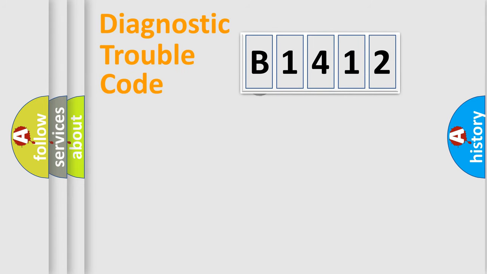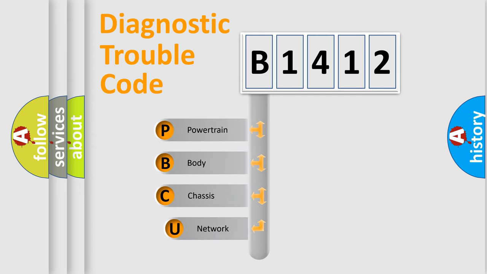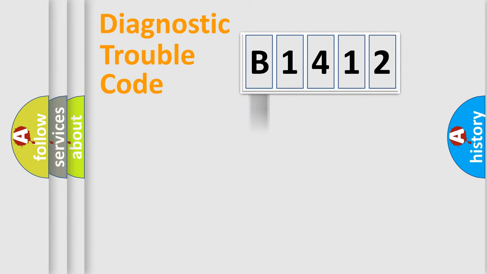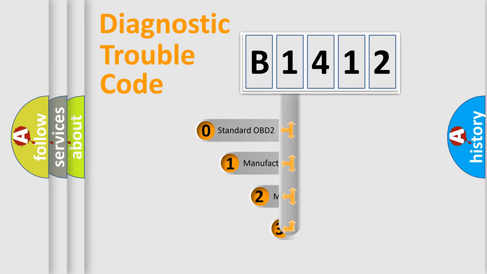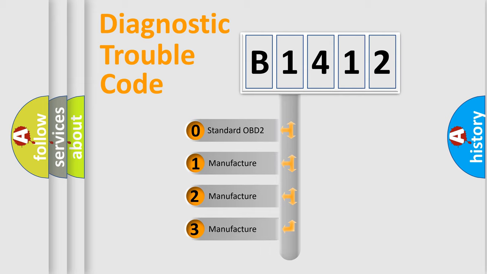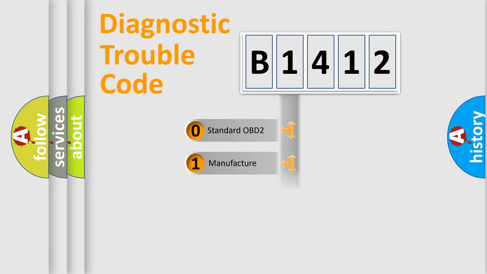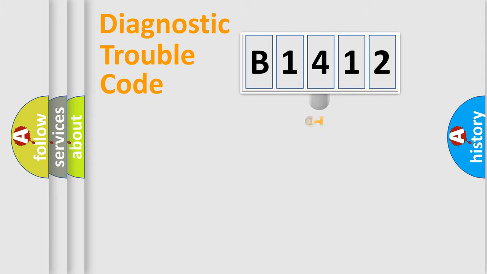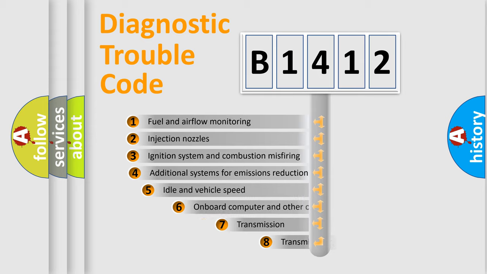Let's do this. First, let's look at the history of diagnostic fault code composition according to the OBD2 protocol, which is unified for all automakers since 2000. We divide the electric system of an automobile into four basic units: powertrain, body, chassis, network. This distribution is defined in the first character of the code. If the second character is expressed as zero, it is a standardized error. In the case of numbers 1, 2, 3, it is a more specific, car-specific error.